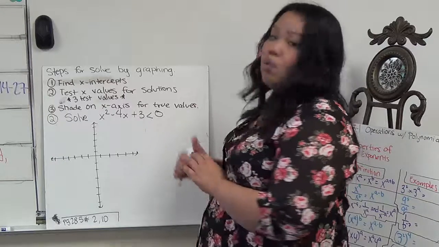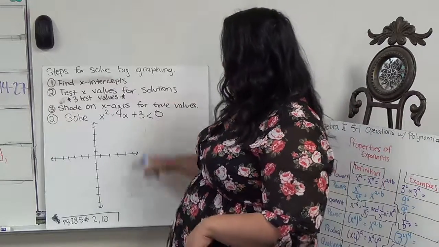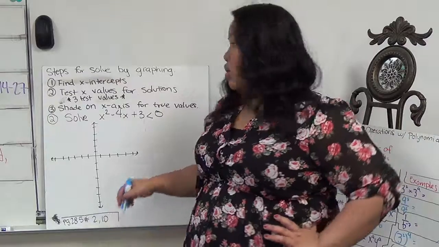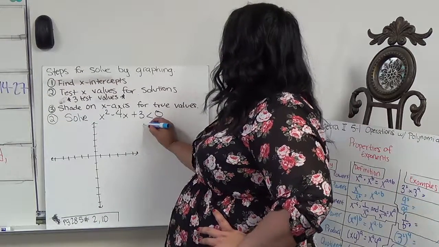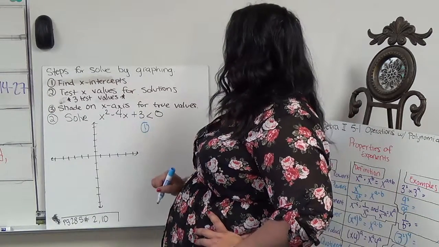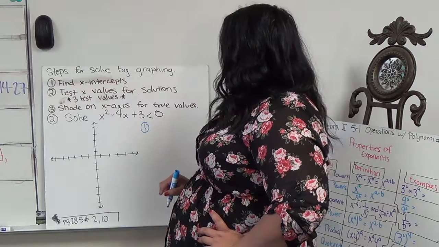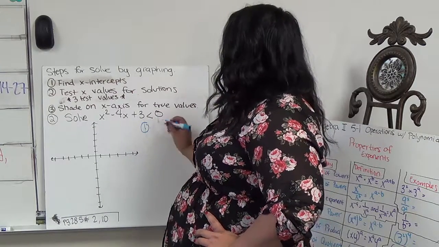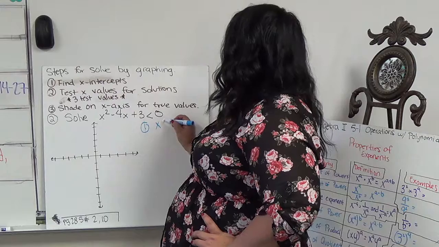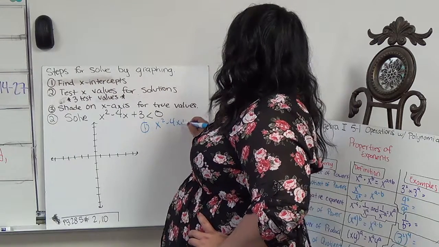So let's just take it one step at a time, right? And by the time we get to the end, you might be able to do some on your own. So the first step is to find the x-intercepts. Now, that means I'm going to ignore the inequality for now.